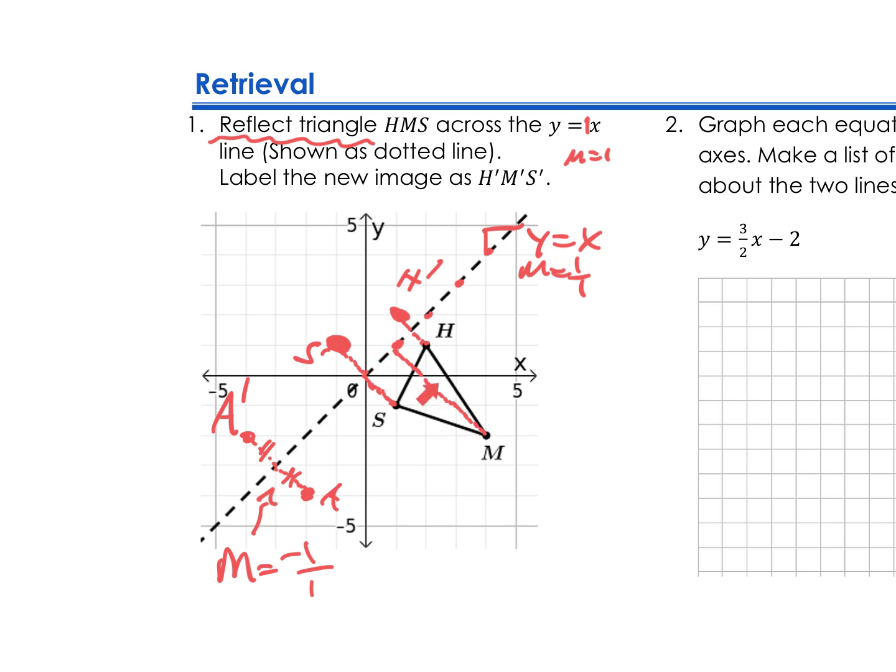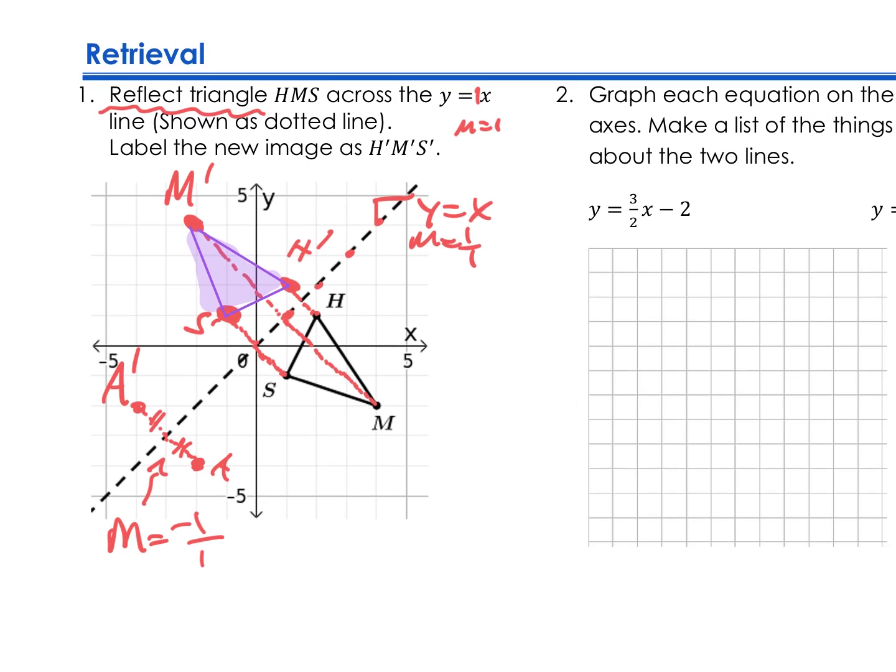So you see that? 1, 2, 3 diagonal spaces. Now I need to continue across. 1, 2, 3. There's the new M. Okay? So now I can draw my lines in here. And there's my new triangle. That's the idea. So that's how we travel perpendicular to the line of reflection. We go the same distance across.